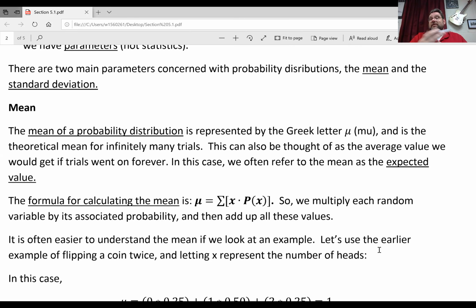So in that earlier case, if we do flip a coin twice, how many heads do we expect to get? That's what the mean is. That's the average outcome. It's what we would expect to get.